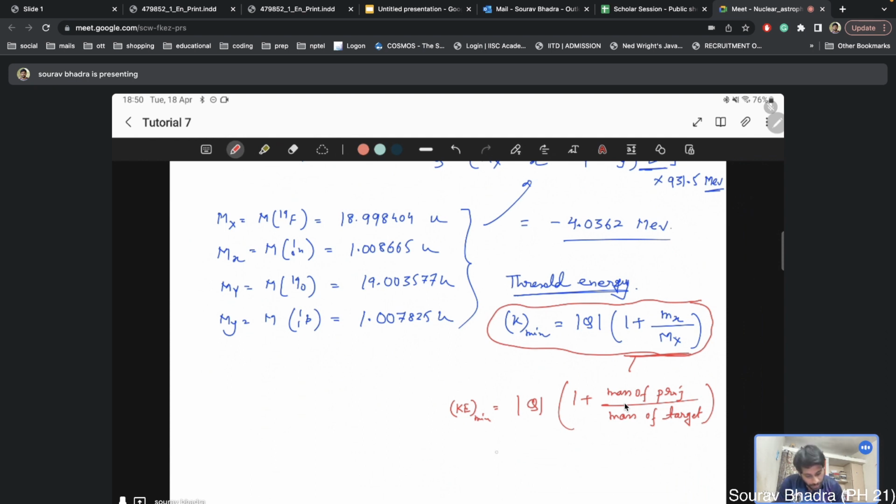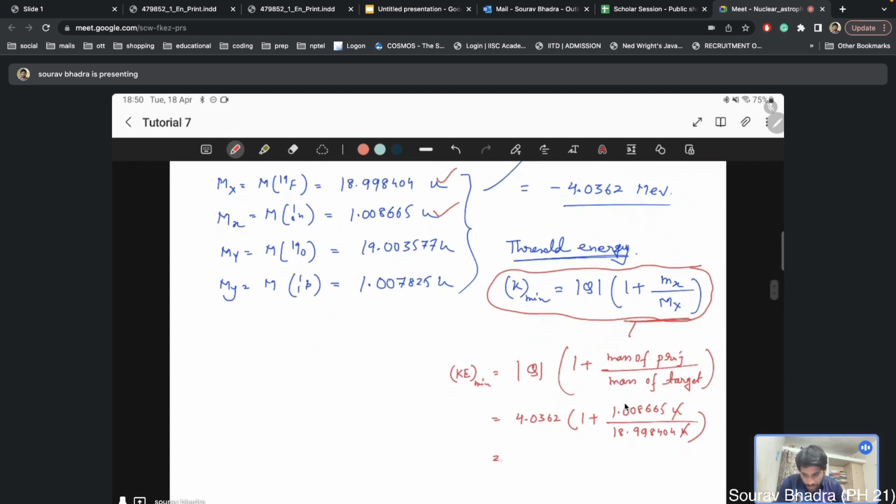Now we will do it. Our Q is already calculated, mod Q is 4.0362. Mass of projectile is also given, here it is 1.008665 in U unit, and mass of target is 18.998404. You cancel out the units. This will give you a value of 4.25 MeV.